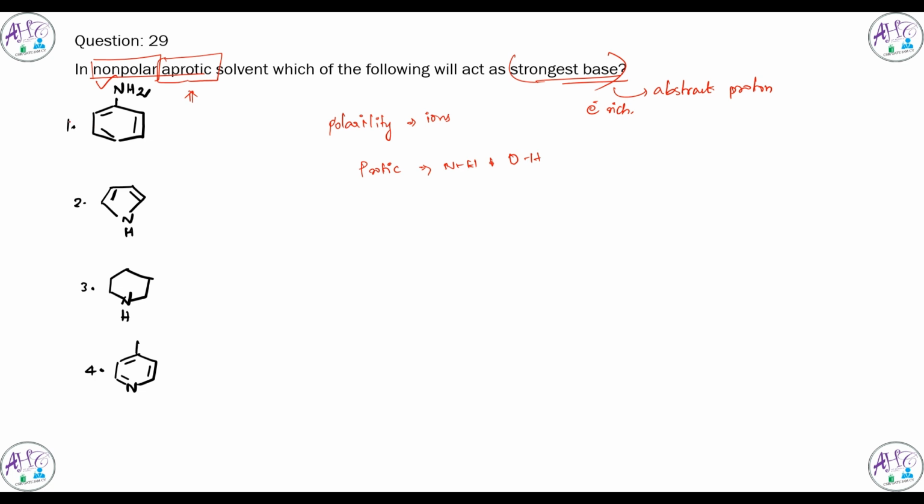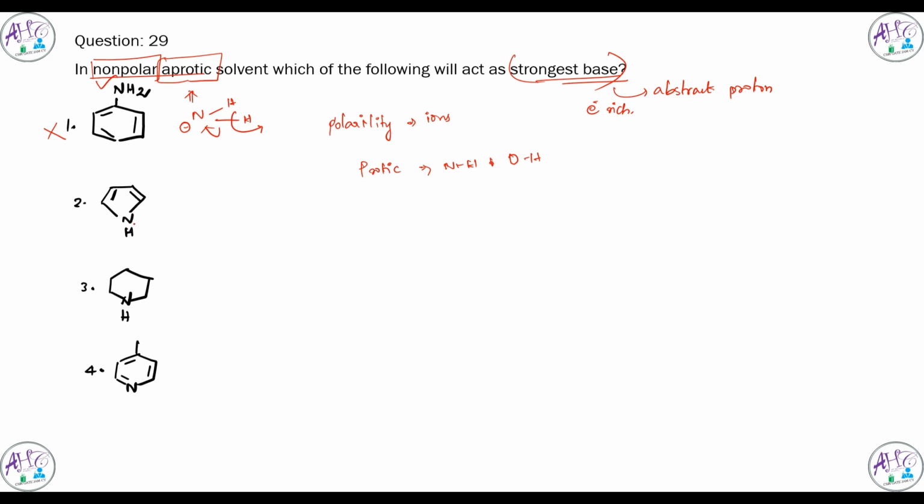So let's see. If you see option one, this nitrogen has two hydrogens. So there is a possibility that one of the hydrogens can leave and it can form a charge on top of this nitrogen. So breaking of the NH bond is possible. So this is not aprotic. Likewise, your compound is protic.